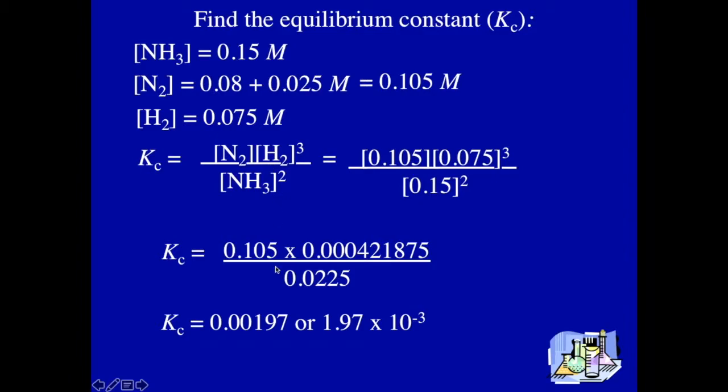These are my products. In this particular case, the reactants are favored because the number is less than 1. And look at my concentrations. My concentration of ammonia is higher than my concentration of nitrogen and my concentration of hydrogen. So this all should pretty much make sense.